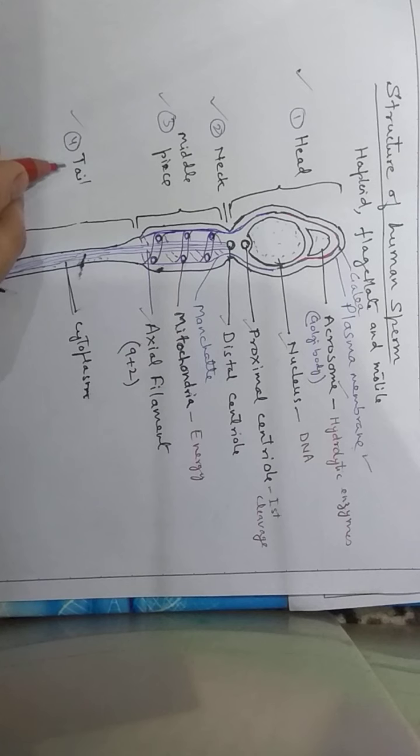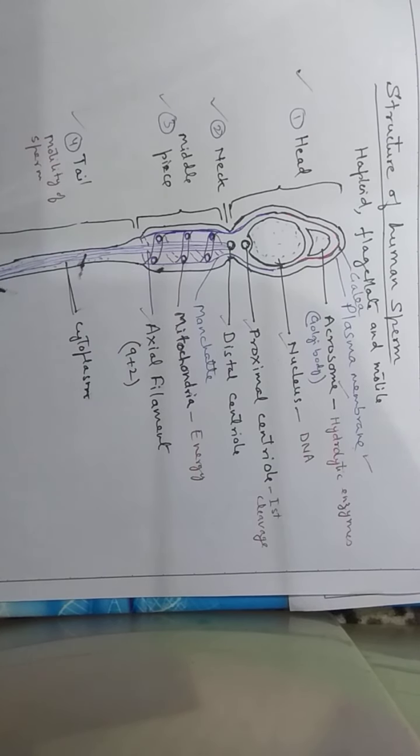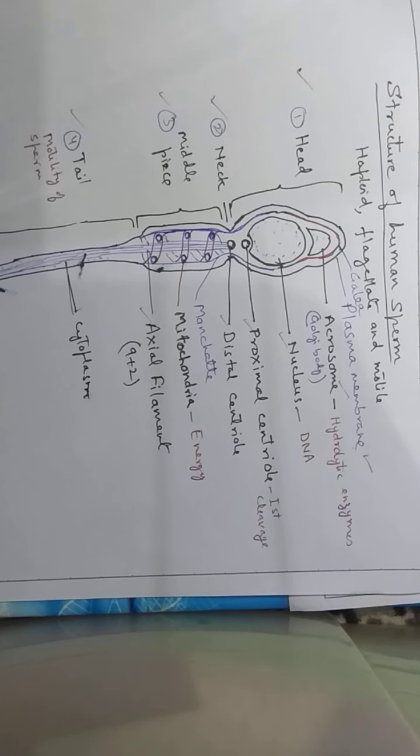And the tail is the last part, and the tail is very important because it is for the motility of the sperm. So this is the structure of the human sperm.